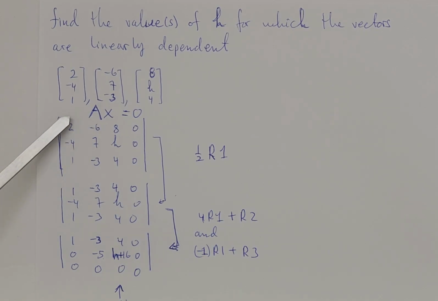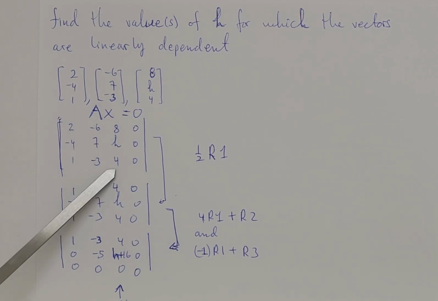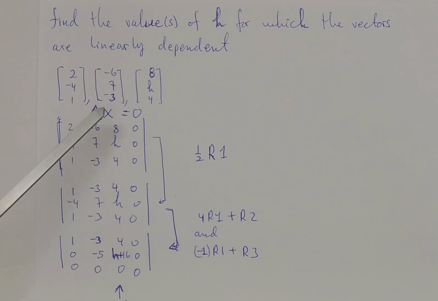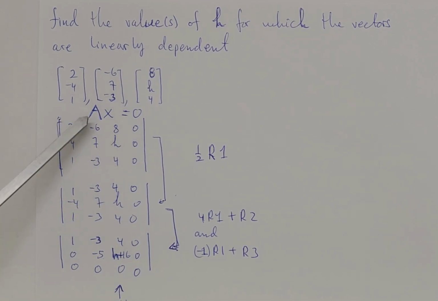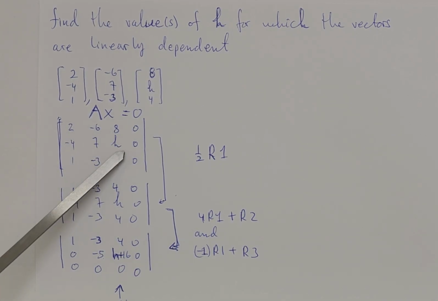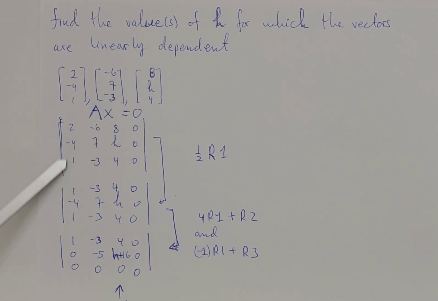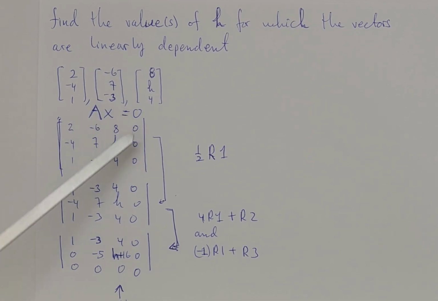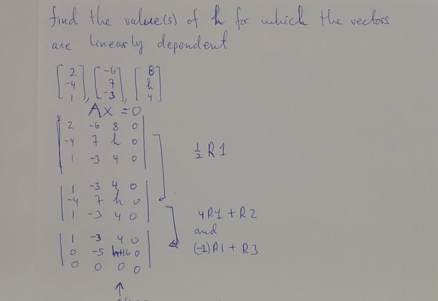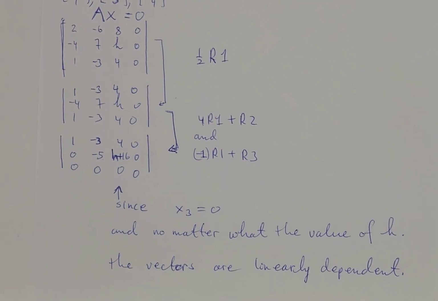So A has vector 1, vector 2, vector 3, times x equals, and the last column will be 0. Because I have Ax equals 0, the last column is 0. This is our A, which is your first, second, and third vector I have up here. Again, this is your A times x equals the last column 0. Okay, so now we just have to solve.